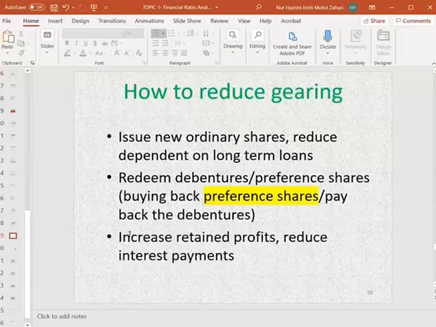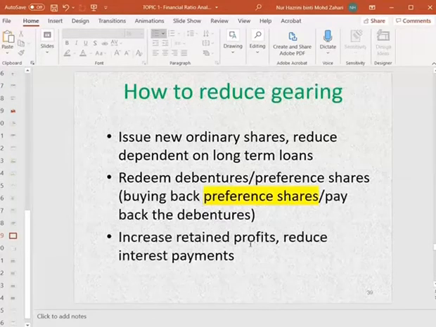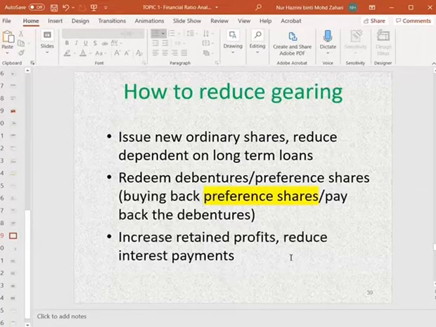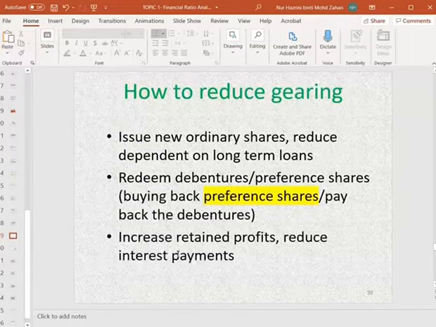Or how to reduce gearing: increase your retained profit, and reduce your interest payment.